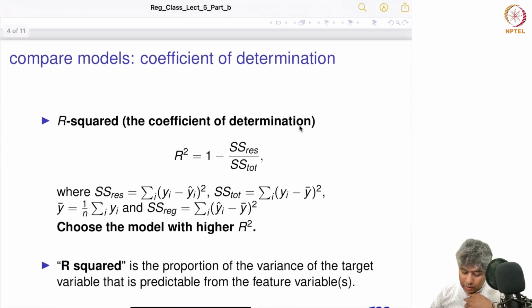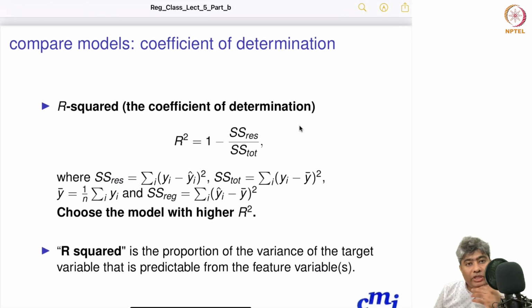Next, there is another popular measure called the coefficient of determination, or R square. This measure is also extremely popular. Let me explain what this measure is. It is basically 1 minus the sum of squares of residuals divided by the sum of squares of total. What is the sum of squares of residuals? You have the predicted value and the original value: original value minus predicted value, squared, and then the total sum. That is the sum of squares of residuals.